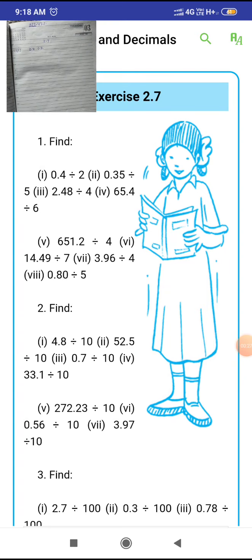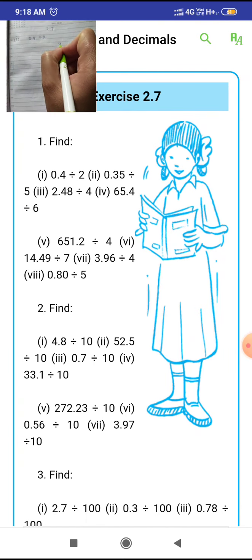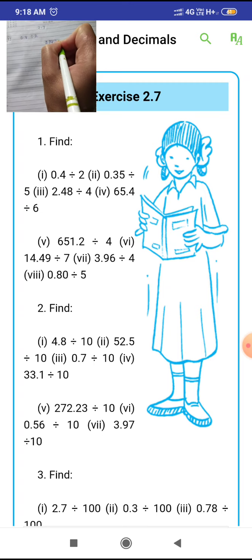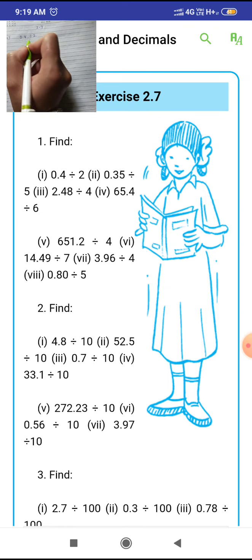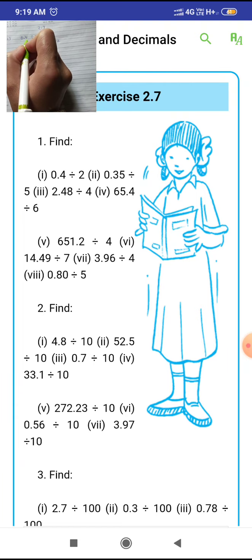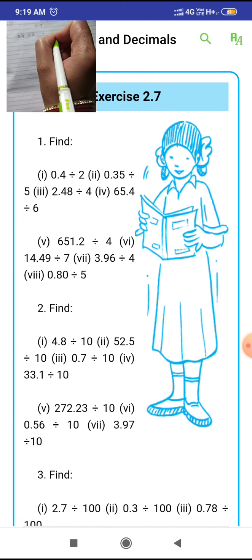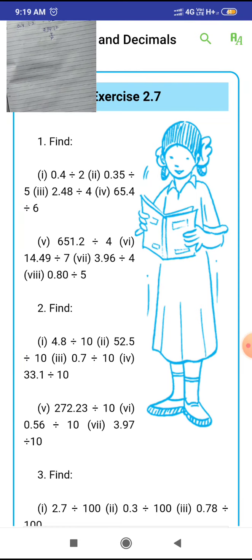For solving the first part of question number 1, first we simply divide 4 by 2. So when we divide 4 by 2, we have 2 as our answer. Now look at this fraction. Here the decimal is placed one digit from the right side. So we put the decimal in our answer one digit from the right side. So we have 0.2 as our answer.